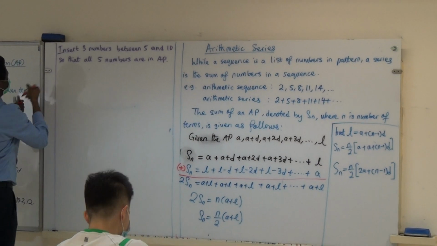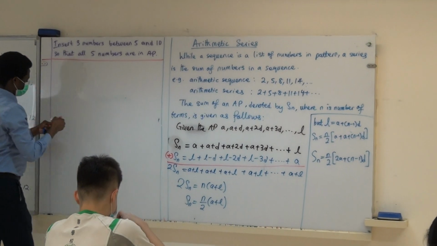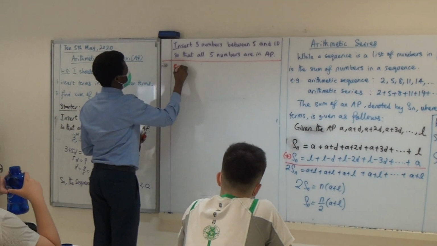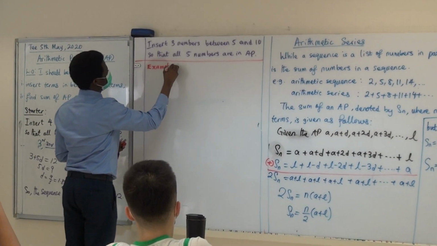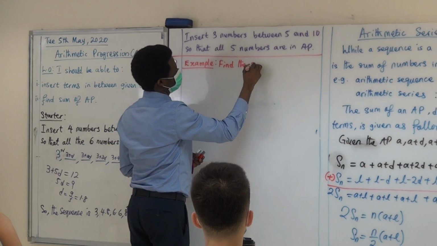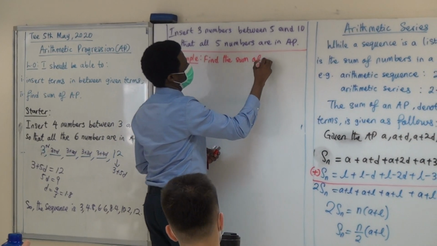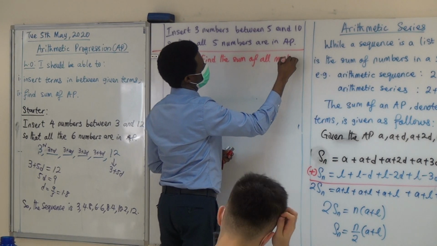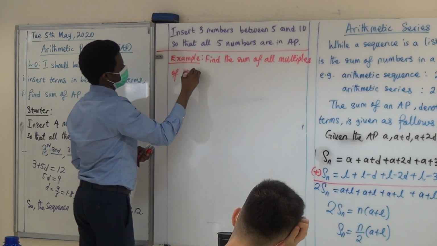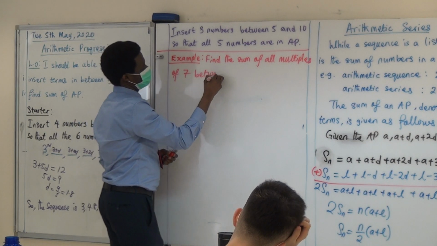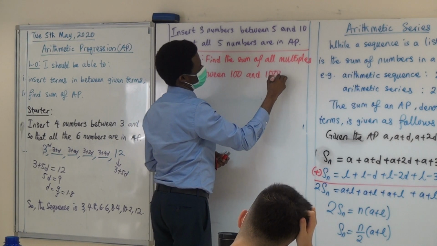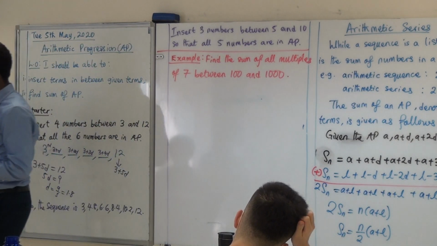Then I can send you something to try later, if necessary. Let's see. An example. Find the sum of all multiples of 7 between 100 and 1000. Who has an idea what to do first?